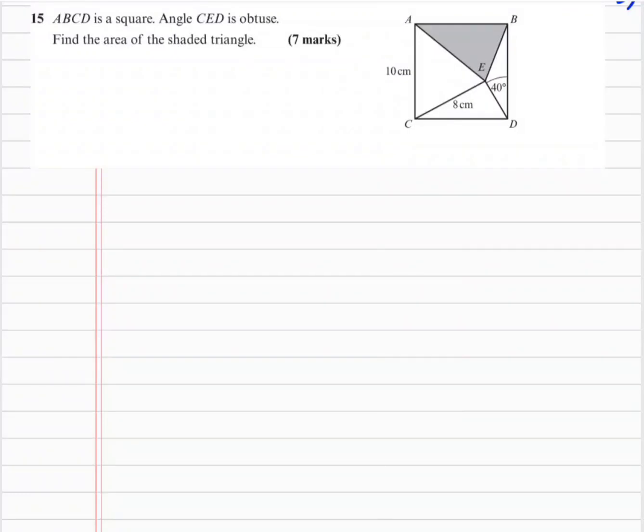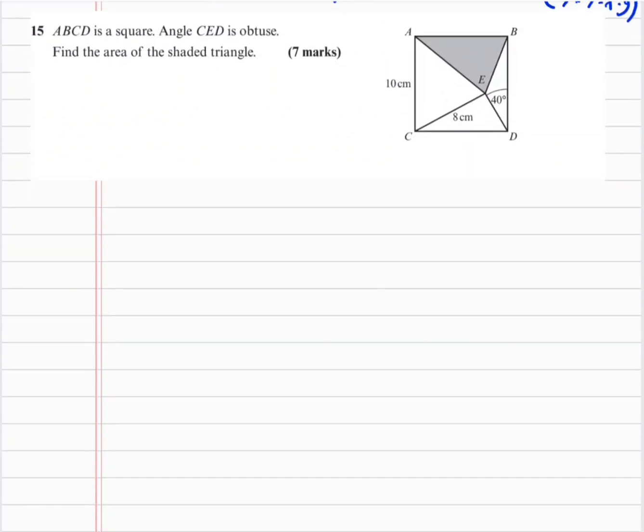Exercise 9a, question 15. We are given a square, and angle CED is obtuse. We essentially want to find the area of the shaded region, which is another triangle, triangle ABE. In order to find that area, we can first start with triangle EDC, because there are some things that we can do in this triangle.